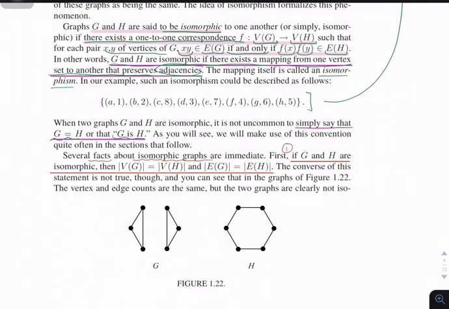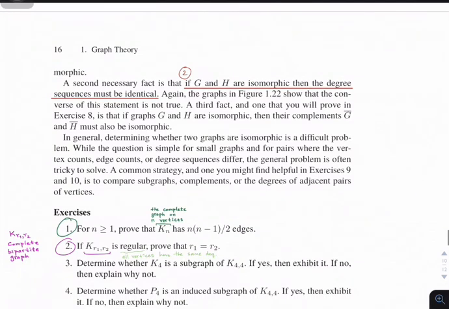Some facts about isomorphic graphs: if they are isomorphic, then they have the same number of vertices and the same number of edges. And of course, the converse is not true. Another fact is that if they are isomorphic, then the degree sequences must be identical. And again, the converse is not true.